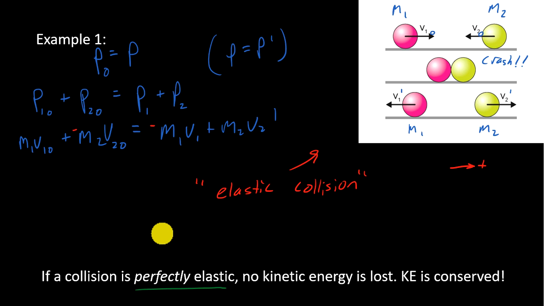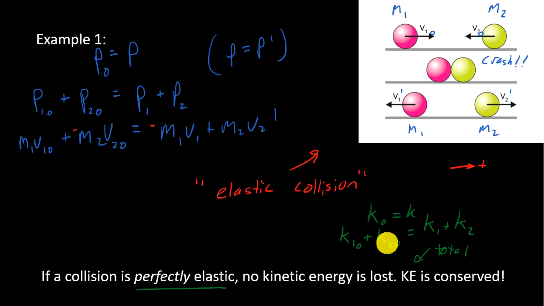And if there's no energy loss, the total kinetic energy of the system would also be conserved. You could say that K naught equals K. You could add up the initial kinetic energy of object 1 plus the initial kinetic energy of object 2, which equals the final kinetic energy of object 1 plus the final kinetic energy of object 2.